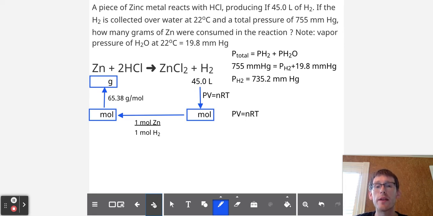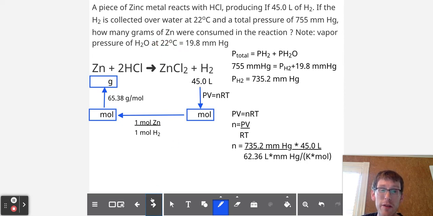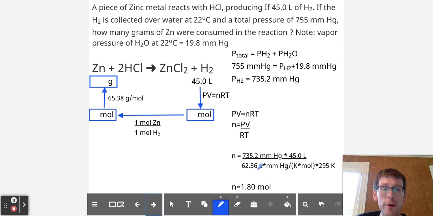So from here, we can say that PV equals nRT. The number of moles of hydrogen, that n, is equal to the pressure exerted by the hydrogen times the volume of gas, which is 45 liters, divided by the gas constant times the temperature, which is 22 Celsius. 22 plus 273, we're going to have 295 Kelvin as our temperature. All right, so there we go. And if we calculate it out, what we find is that we have 1.80 moles of hydrogen.